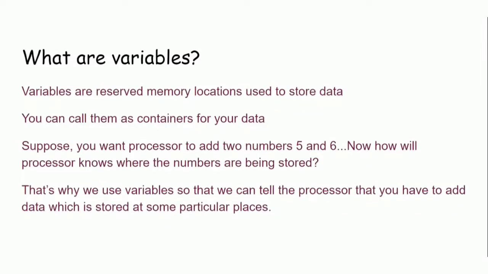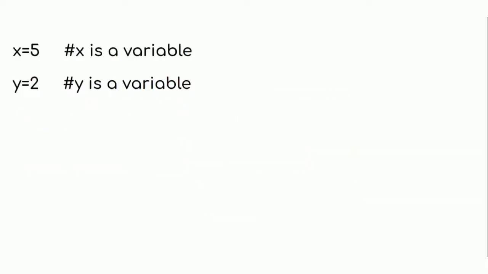What are variables? Variables are reserved memory locations used to store data. You can call them containers for your data. Suppose you want the processor to add two numbers, 5 and 6. Now how will the processor know where the numbers are being stored? That's why we use variables, so that we can tell the processor that you have to add data which is stored at some particular places.